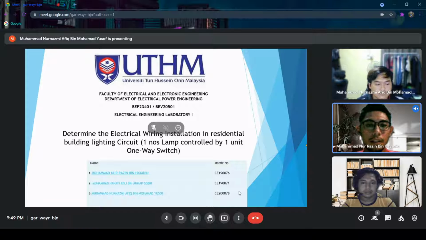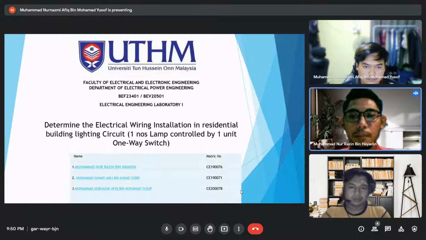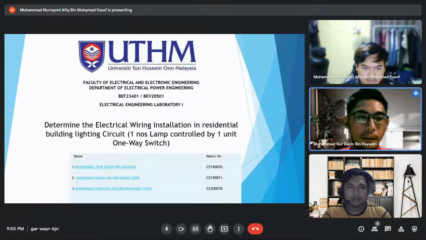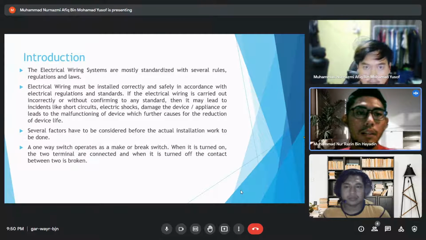Today, our group will present for the Electrical Engineering Laboratory 1 for the title Determine the Electrical Wiring Installation in Residential Building Lighting Circuit: 1 and 8 lamps controlled by one unit one-way switch. My name is Muhammad Nurazin bin Hayadin and my friends Muhammad Hanafi Adli bin Ahmad Sobri and Muhammad Nur Nazmi Afiq bin Muhammad Yusof. I will continue for the introduction.